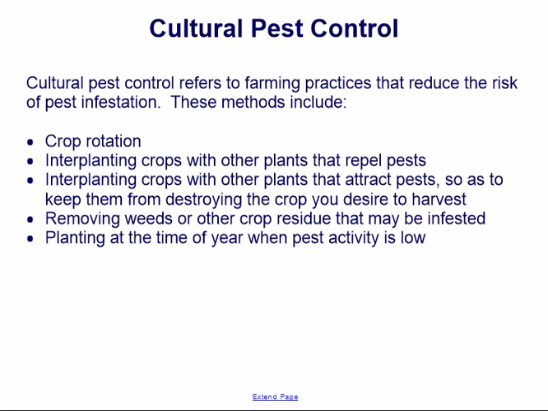Cultural pest control. Cultural pest control refers to farming practices that reduce the risk of pest infestation. These methods include crop rotation, interplanting crops with other plants that repel pests, interplanting crops with other plants that attract pests so as to keep them from destroying the crop you desire to harvest, removing weeds or other crop residue that may be infested, and planting at the time of year when pest activity is low.